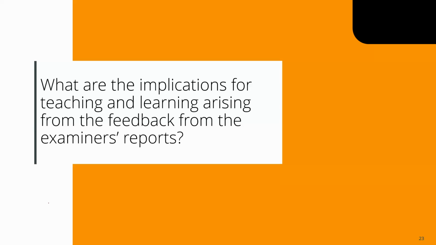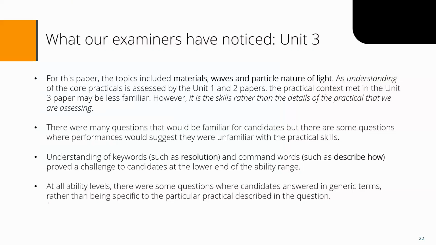Whilst you're answering that, I'll go back to the previous page just to remind you about what examiners said specifically about Unit 3, but I'm still asking you the question, what are the implications for teaching and learning arising from this sort of feedback? In other words, how should you and I, as teachers of advanced level physics, adapt what we're doing in experimental lessons to address some of these issues that examiners have noticed? I'll stay quiet for a couple of minutes while people put suggestions in.